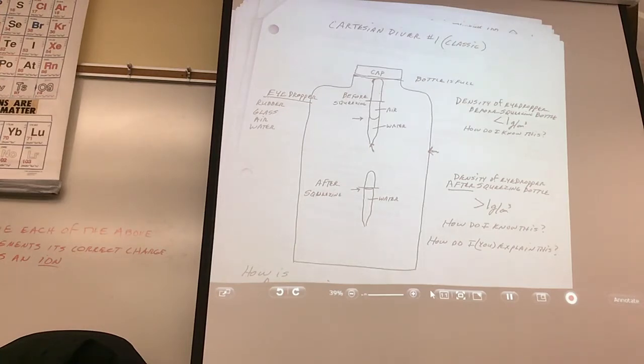Can everybody see both bottles? This is another kind of Cartesian diver, and don't do anything until I ask you to, all right? But when I say 3, you're gonna squeeze the bottle and see if you can get this diver to go down. 1, 2, 3.